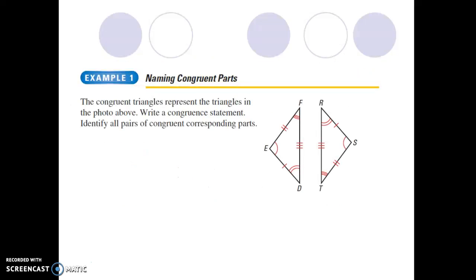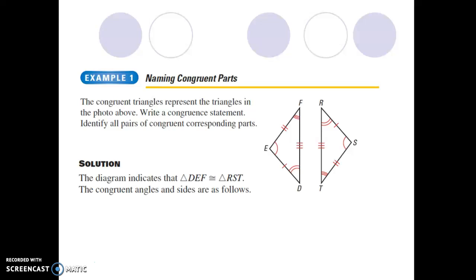Okay, so for naming congruent parts of congruent triangles, we have triangle DEF is congruent to triangle RST. Again, in this specific problem, we're shown which parts are congruent based on the markings on the diagram, which again we'll get into later is not always going to be the case. So here are our sets of congruent angles, here are our sets of congruent sides, and again that's all just being gathered from the picture itself.